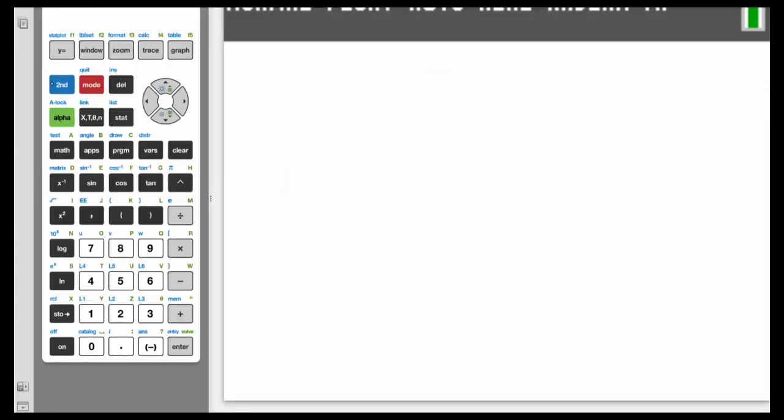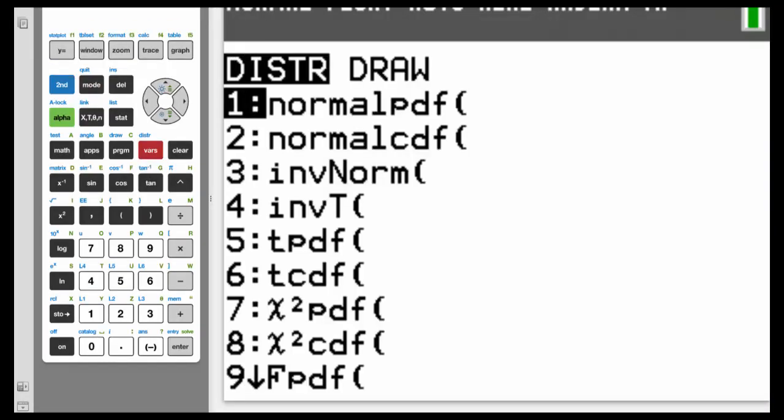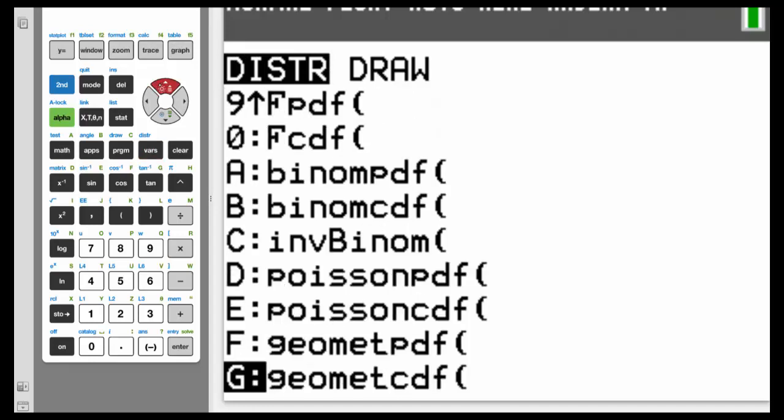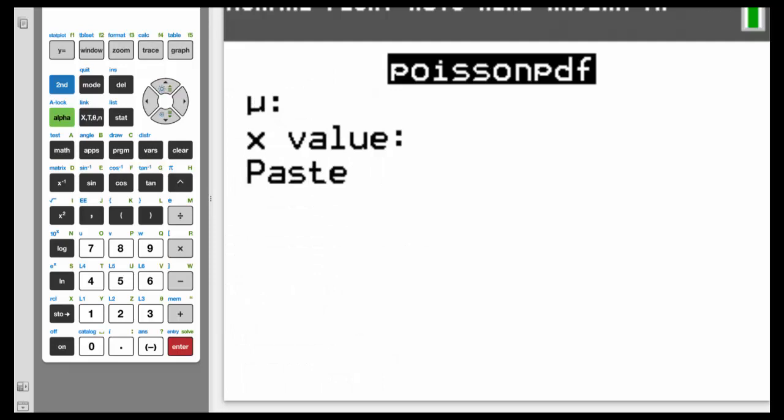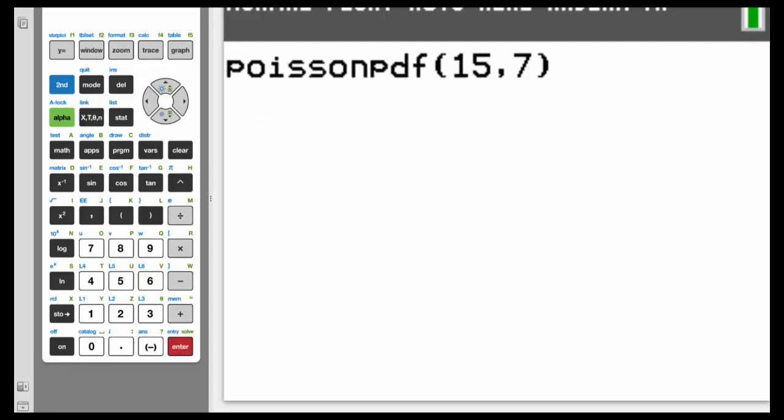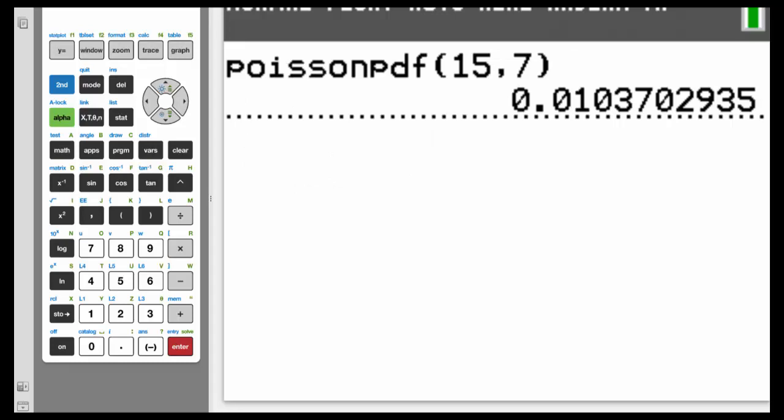Okay, so how do we put this in? Hit second and then vars, and now we're going to look for Poisson PDF, which is going to be letter D. Well, again, the mean, this is going to be where the lambda times t is going to be. So in this case, that's 15. Hit enter. And the x value is 7. Hit enter. Highlight paste. Hit enter. Hit enter again. And rounding to 4 decimal places, that's going to be 0.0104. So let's write that on the paper now.